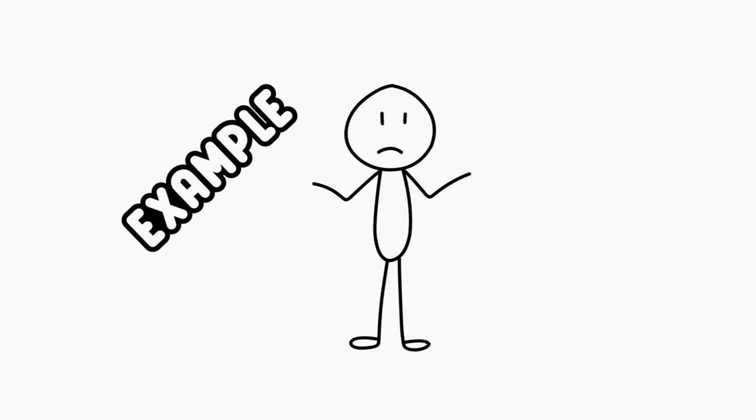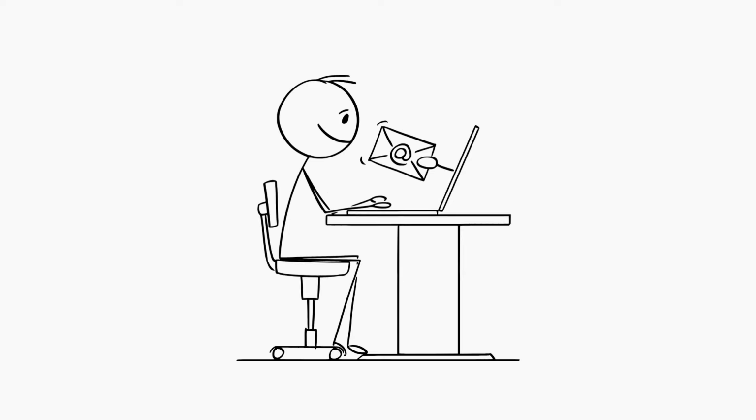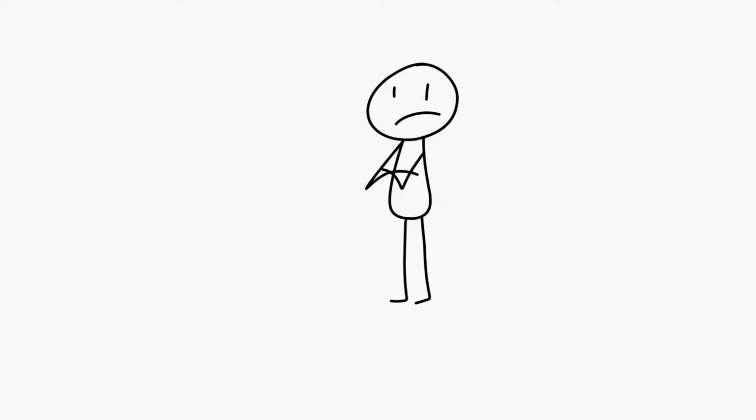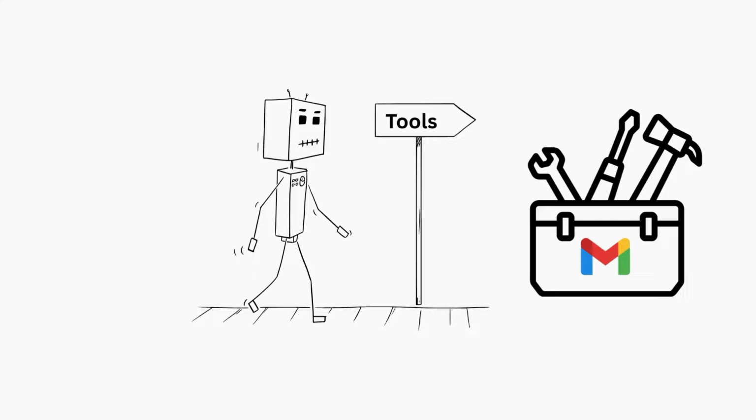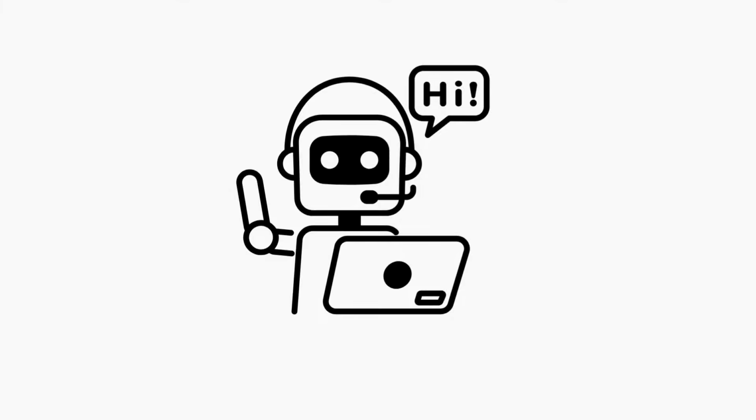For example, if you want to send a personalized human-like reply every time someone emails you, ChatGPT or other AI models can write the email for you, but they cannot send it by themselves. Why? Because they do not have access to the tools or apps they would need to actually complete the task. This is where an AI agent comes in.